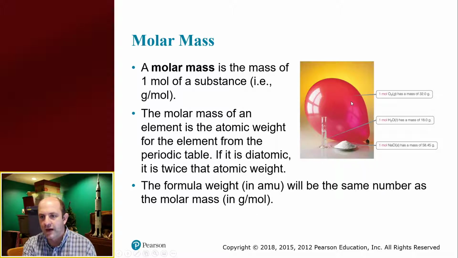So 1 mole of oxygen is 32 grams. 1 mole of water, like we said, was 18 grams. 1 mole of sodium chloride, add up those two numbers, it's about 58.4445 with their rounding. But yeah, it's just the same number, just how many grams for 1 mole. Remember that's always per 1 mole there.